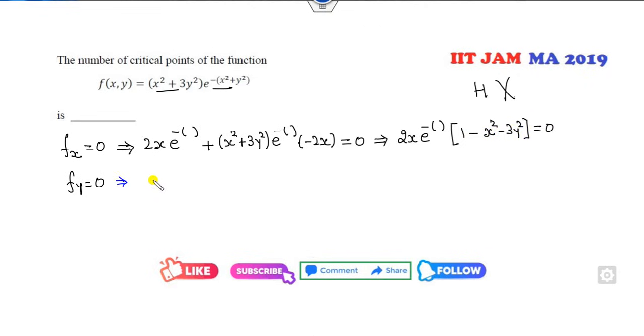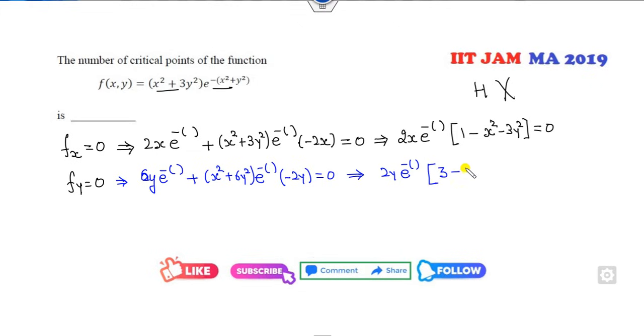Look at the fy. So fy will be my 6y e raised to power minus of this plus x square plus 6y square e raised to power this and minus 2y is 0. So I can take 2y e raised to power minus this common. It will be my 3 minus x square minus 3y square is 0. So what you obtained from this is that either x is 0 or x square plus 3y square is 1. From the second one, either y is 0 or x square plus 3y square is 3.